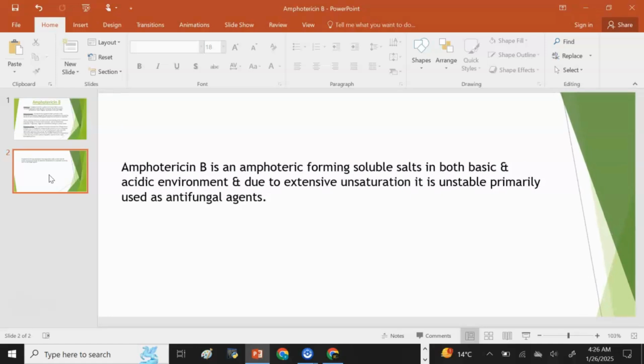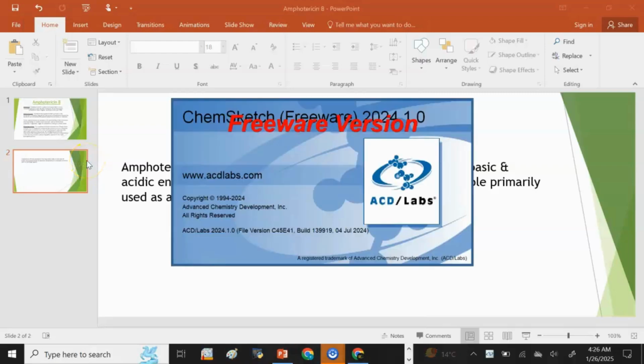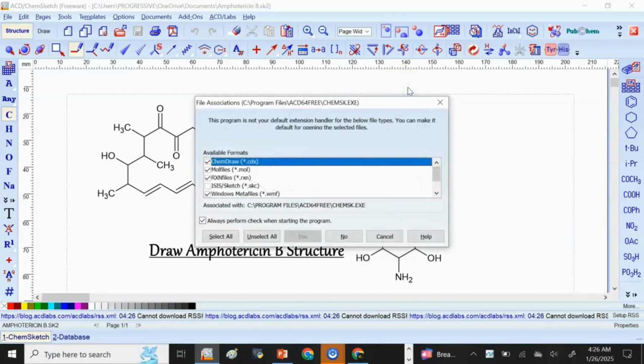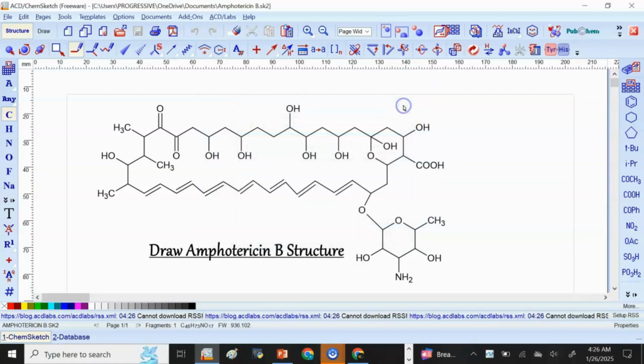Thank you so much for doing that. Okay, if you are done, very good. So now I'm going to type amphotericin B because I already designed the structure already. But in this video, I'm going to design from scratch again for you guys to see the whole process and the whole procedure and the whole tools used.